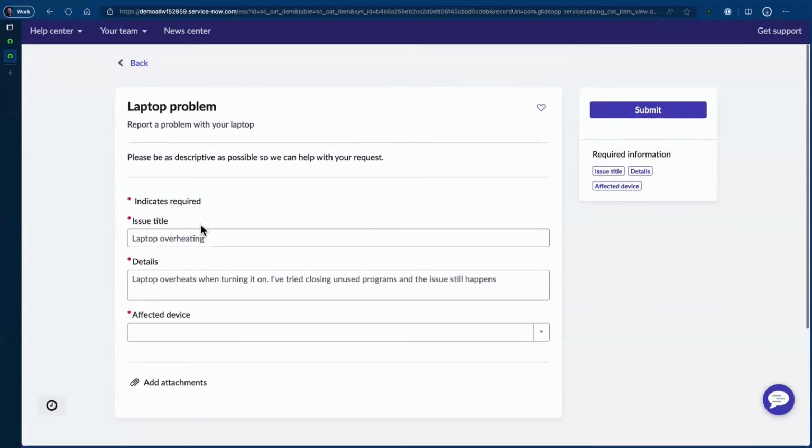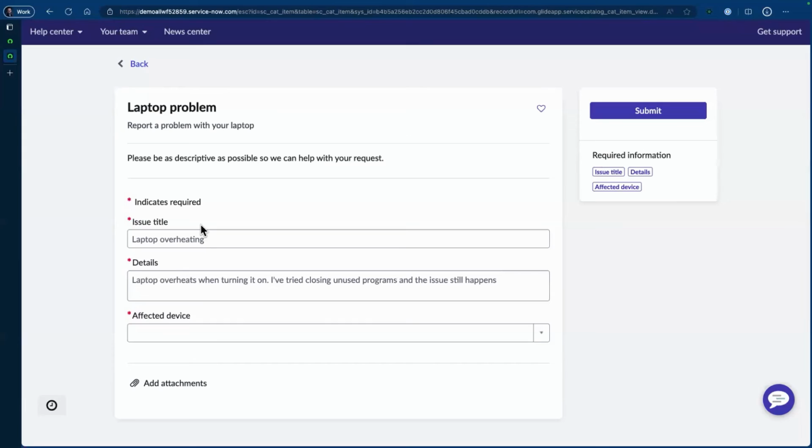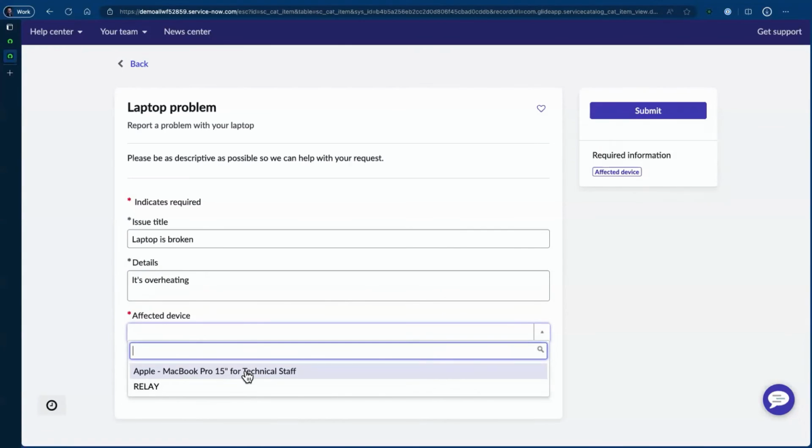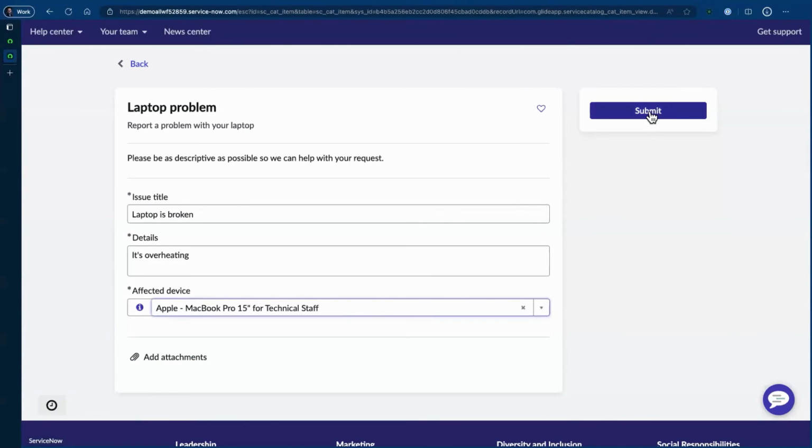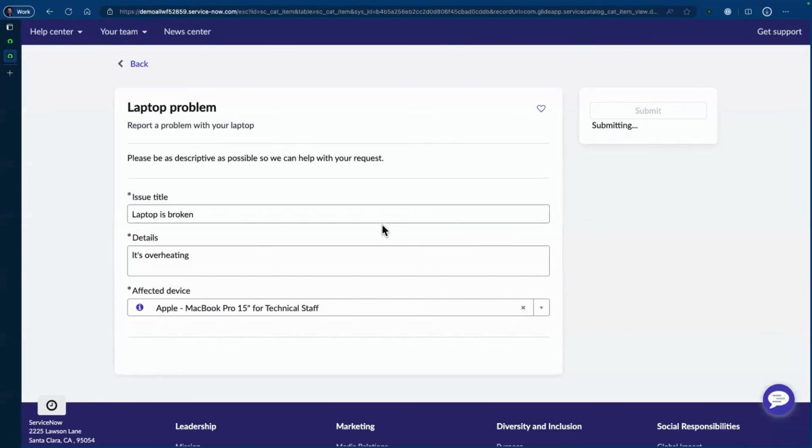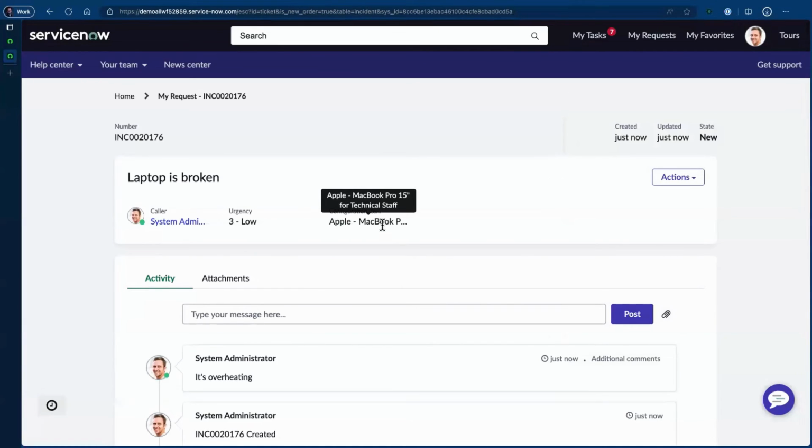And you can see we're actually keeping it very simple for the user. They don't need to know about the service layer CIs. They don't need to know about the service offering in the background that's associated to the catalog item. So if we go and say, my laptop is broken, fill in some brief details, it's overheating. I'm going to choose my affected device from the devices that are assigned to me. And then if I submit that, we've got our incident that's raised. So that's 4 clicks for an end user to raise an incident to the service desk. And you're not asking the user any questions they're not going to know.